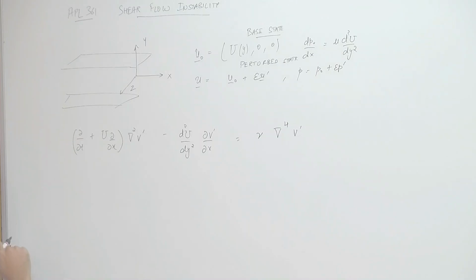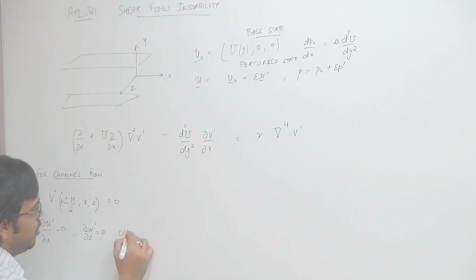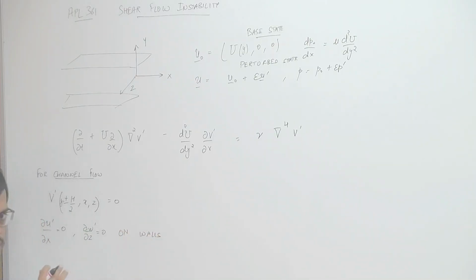This is how the equation looked like, and then for channel flow, we said that the boundary conditions are that v prime is 0 at plus minus h by 2. So, y equals plus minus h by 2 for all x and z, v prime is 0, and then we had derived using continuity equation that del u prime by del x is 0 and del w prime by del z will be 0 on the walls. So, on walls, I am not saying they are 0 everywhere, they are 0 on the walls.